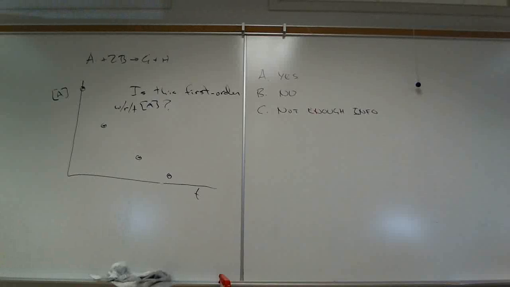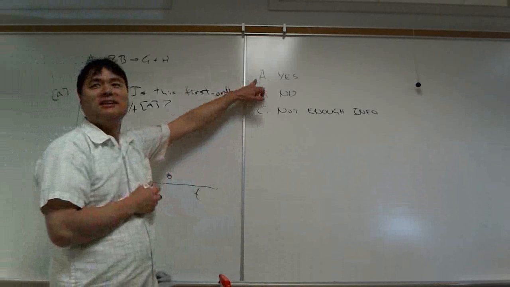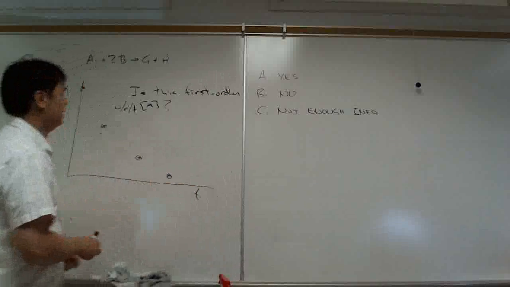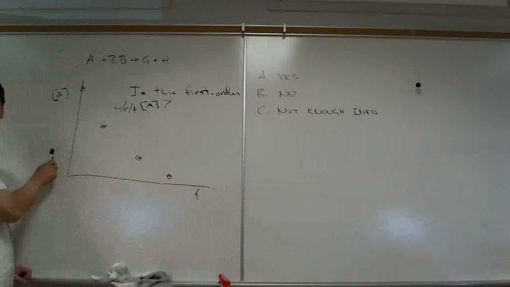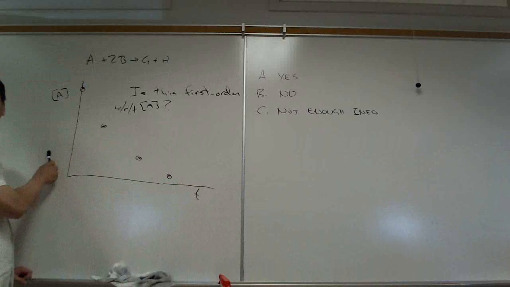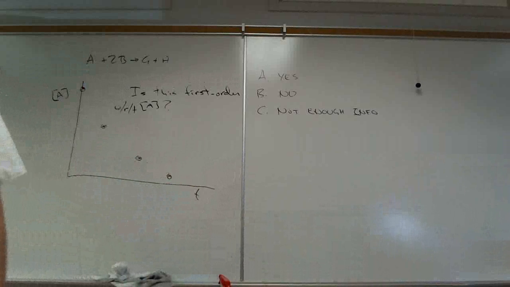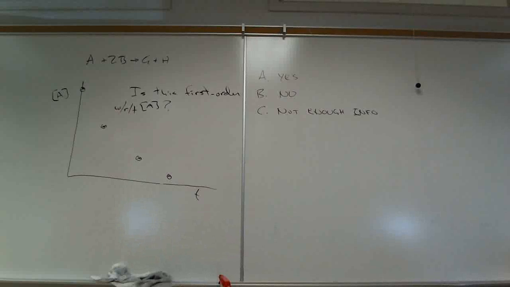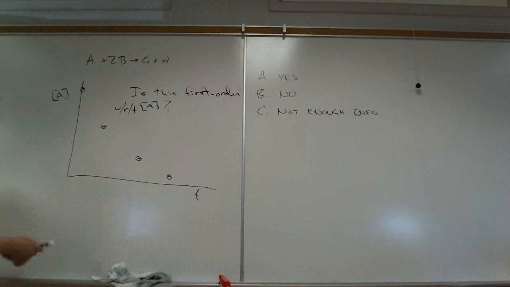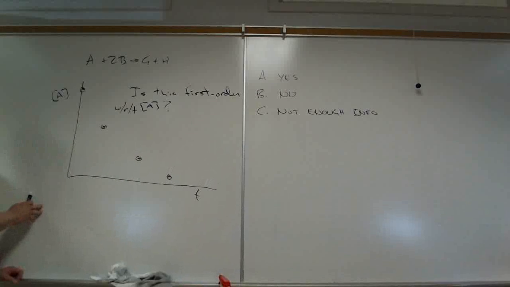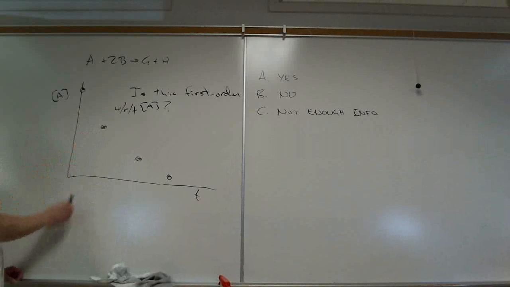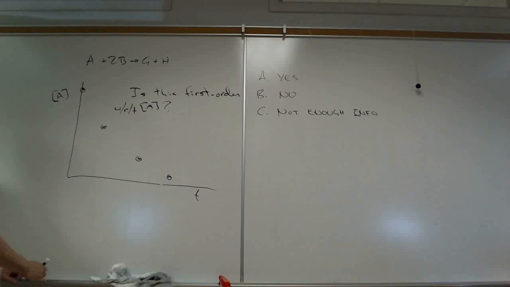What do you think? How many people say yes? Why do you say yes? The graph has A on the y-axis. Yeah, that's what I was thinking. I mean, what else could it be? Well, how do you know it's first order? How about that, Jason? Because it's not linear. It's not linear. It doesn't look like second order because it's not turning into a quarter. Yeah, okay.